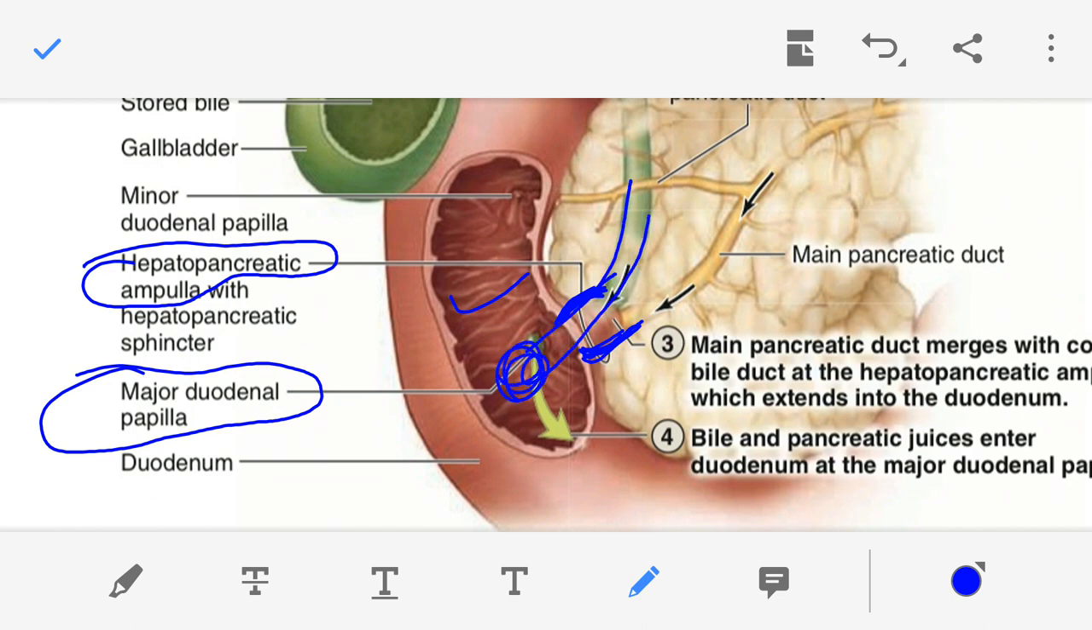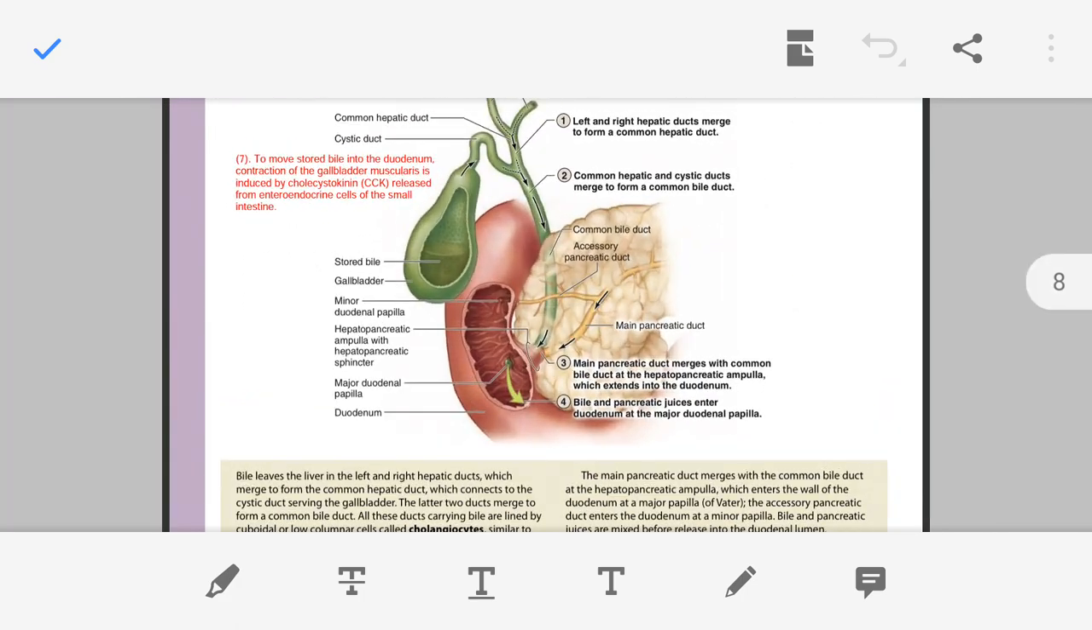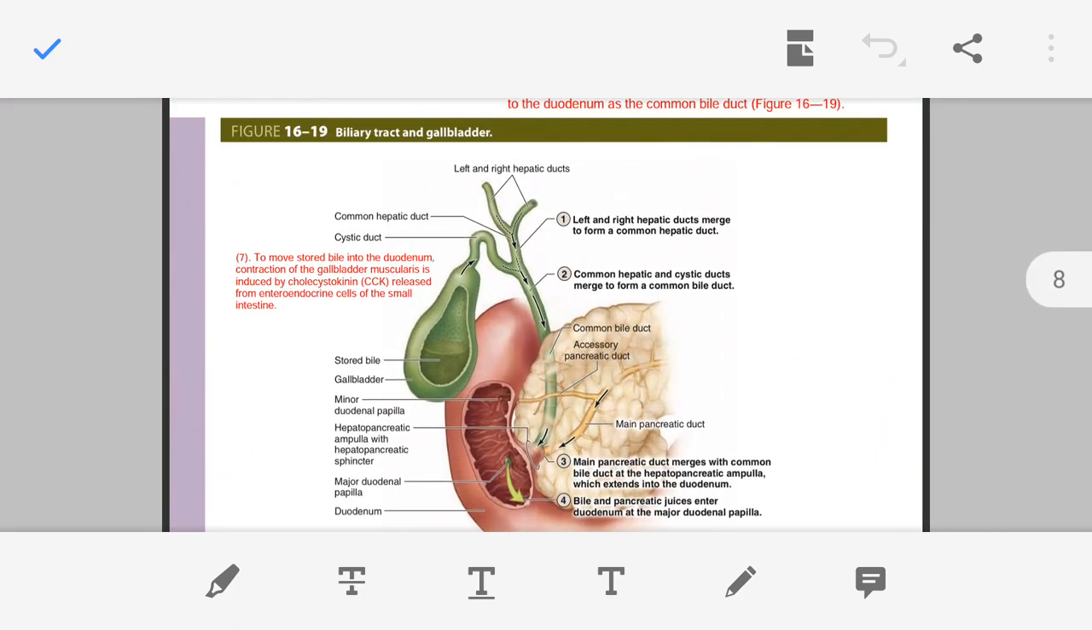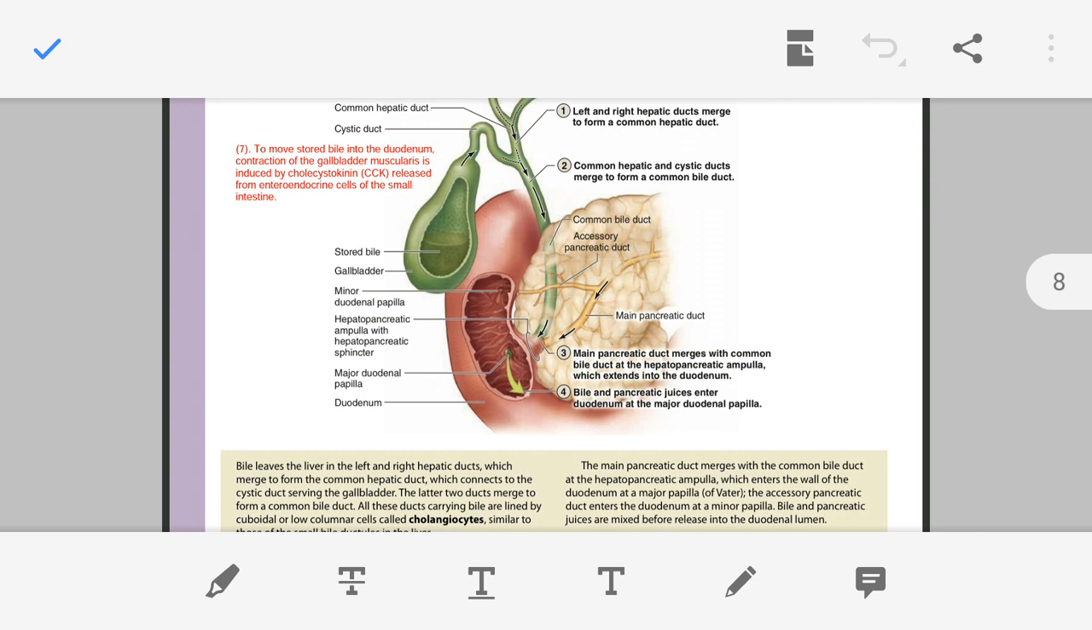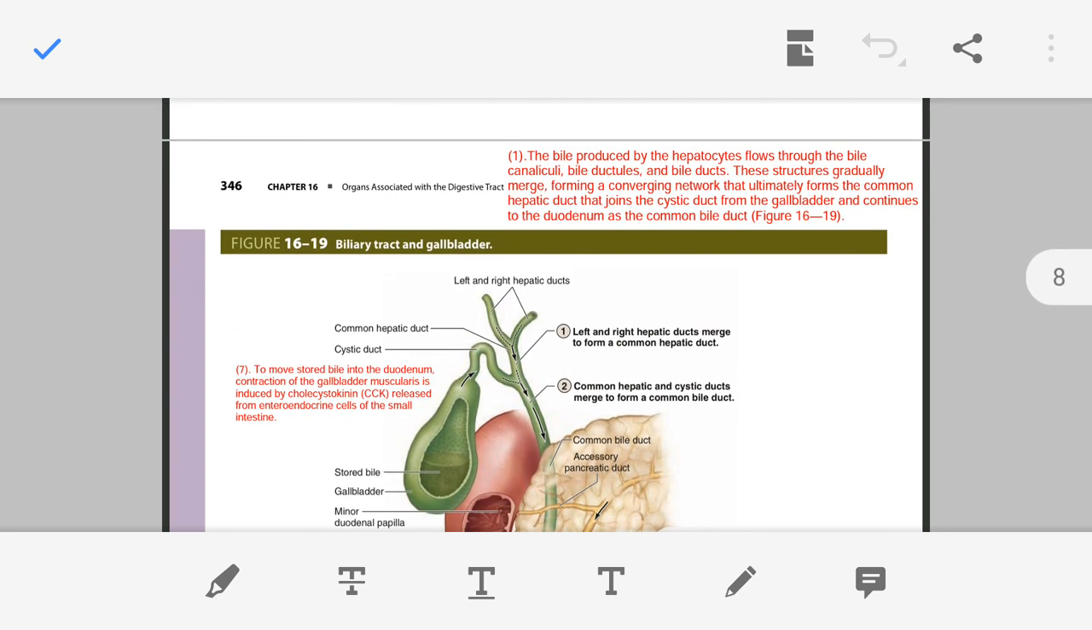So this is how the bile is poured into the small intestine, that is the duodenum. So this is the route of bile: how the hepatocytes are producing the bile, how the bile travels, and how the bile enters into the duodenum. So this is the first point of our discussion.